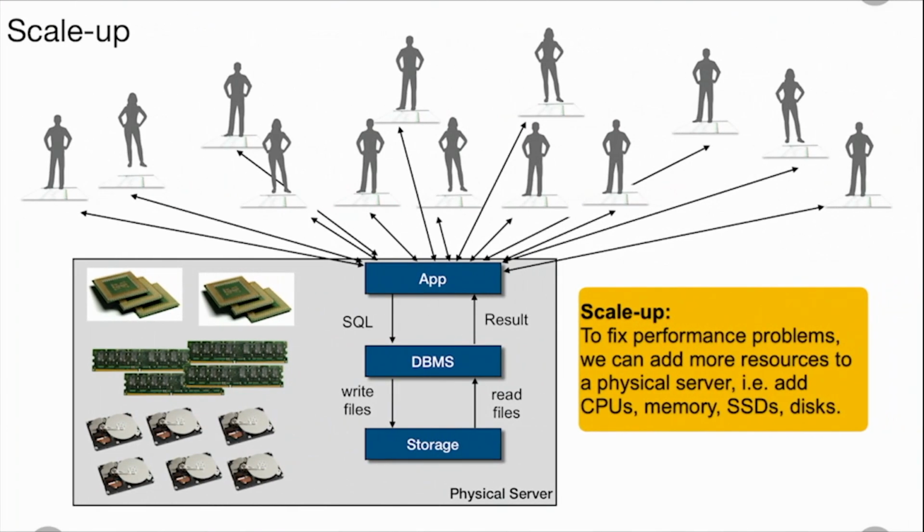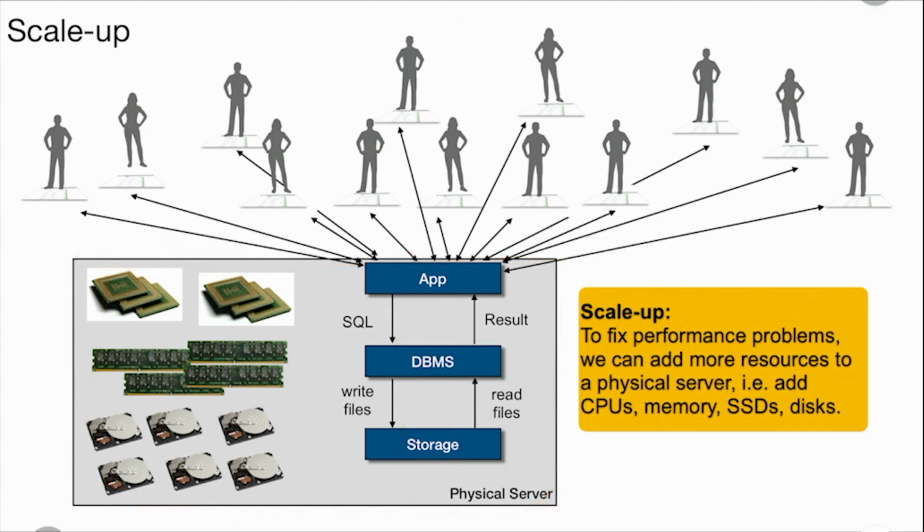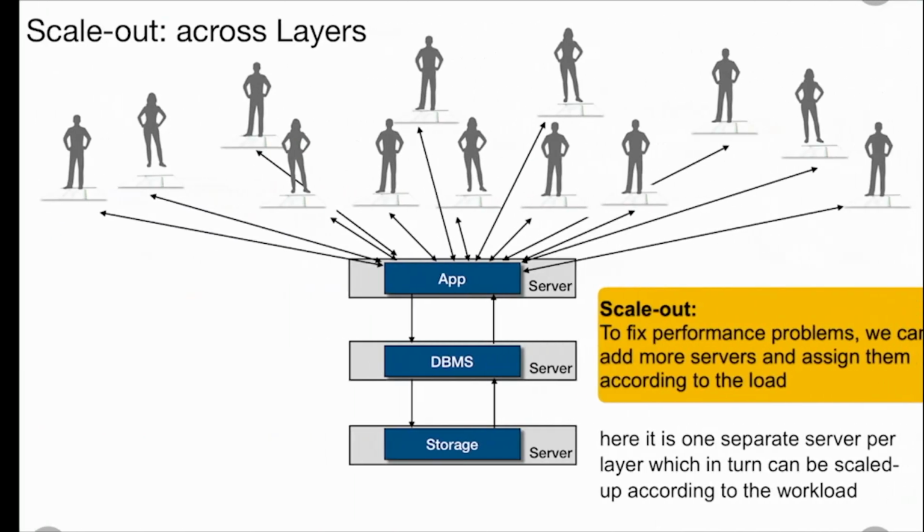Okay, so to fix those performance problems, we can add more resources to a physical server. Add CPUs, memory, SSDs, and disks. So basically, what you're seeing here is the entire stack runs on one machine: the application, database system, and storage, with whatever hardware you're using, sits on one physical server. The first thing you can do to fix performance problems is to assign more hardware or distribute layers to separate machines. That's what I'm showing on the next slide.